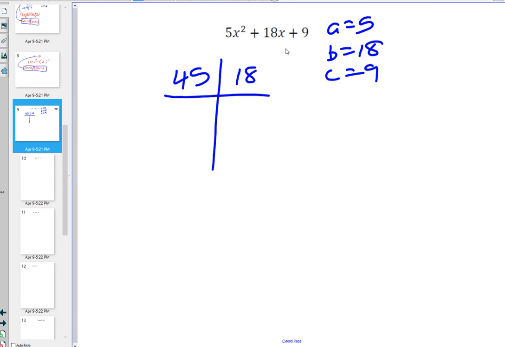Okay, so then let's write them down then. 1 and 45, 3 and 15, and 5 and 9. Under this scenario, everything would be positive. Which one gives me 18?